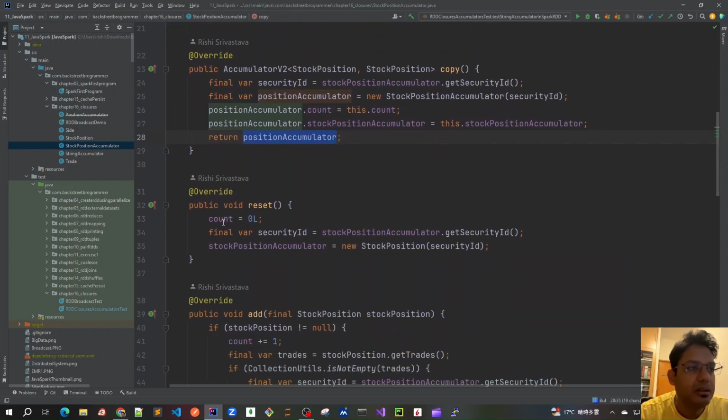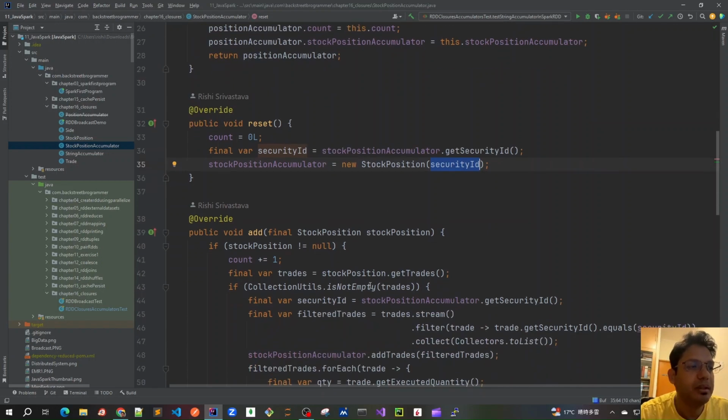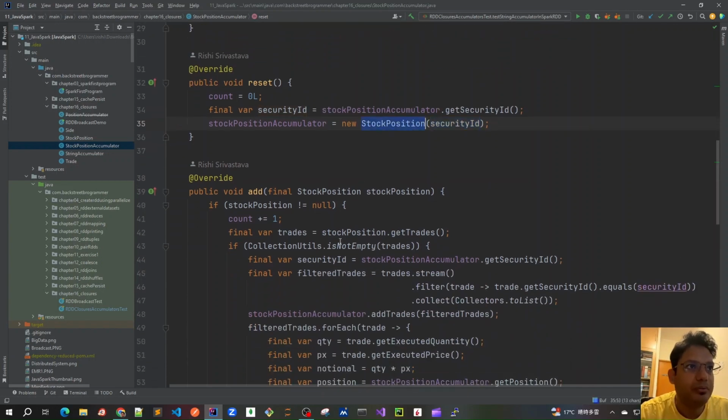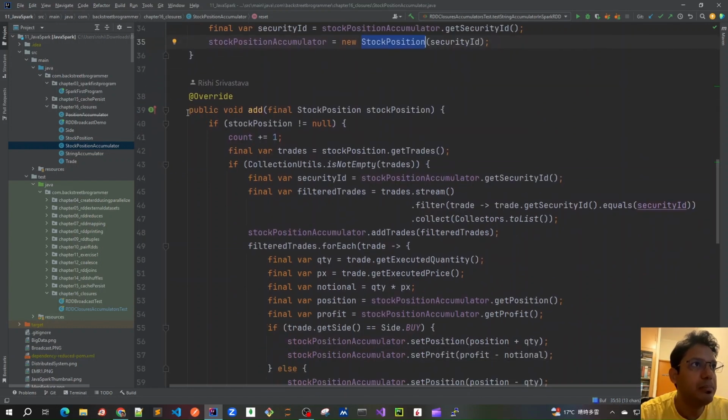Resetting is again quite clear. Resetting means that we just put the count to zero, and whatever position we accumulated, we again create a new one of that, which means that all those profits and positions will be marked as zero, because we are creating a new object out of it. Now this is the most important part, where we are doing the accumulation.